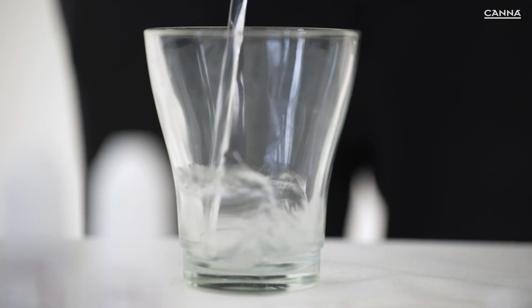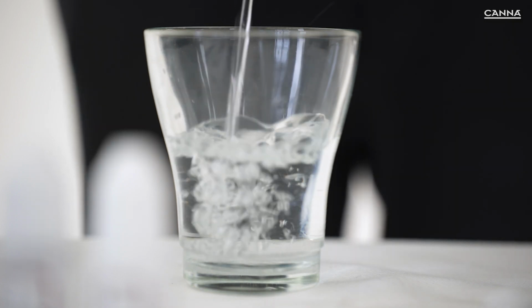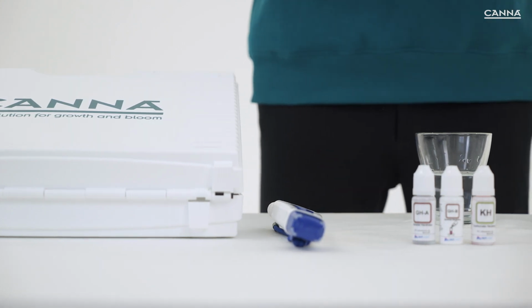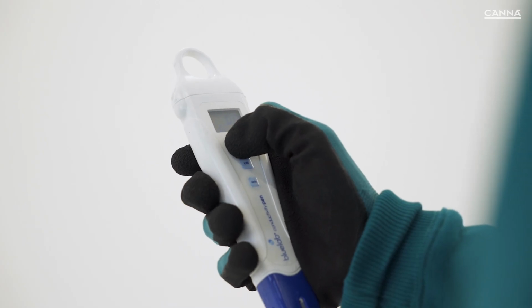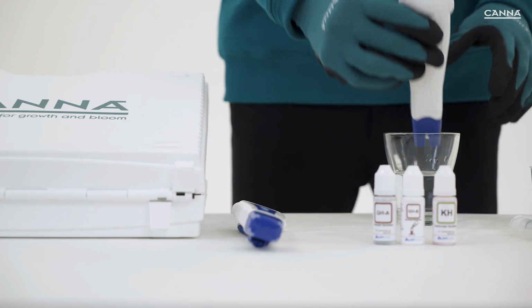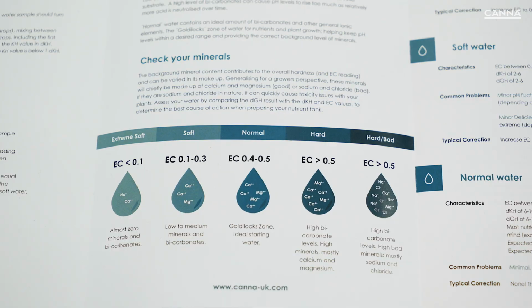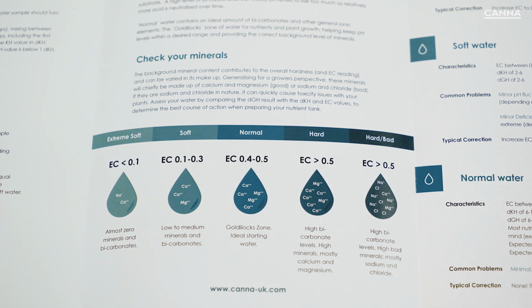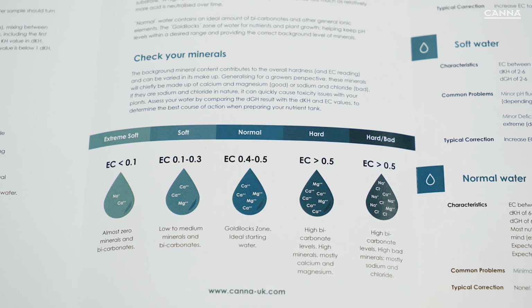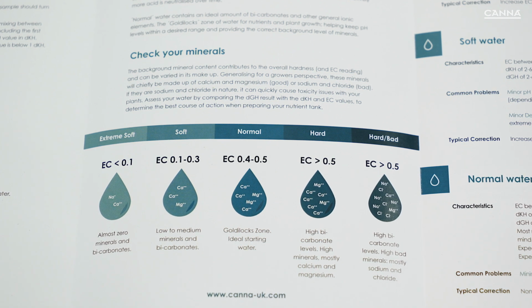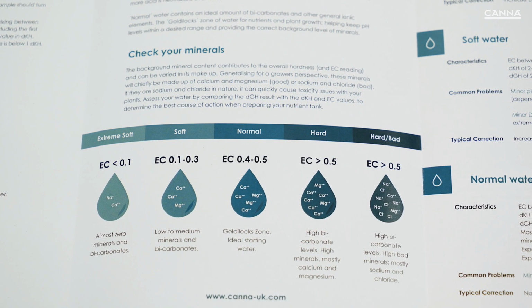The EC reading of your water is the first thing to check. Before you start, calibrate your EC pen to ensure accurate results. Ideally, allow time for the temperature of the water to settle to room temperature. Take an EC reading of the water with your EC pen and write this down. An EC of 0.3 or less indicates that you have soft water. An EC of between 0.4 and 0.5 indicates that you have normal water. An EC of 0.5 indicates you have either hard or bad water.